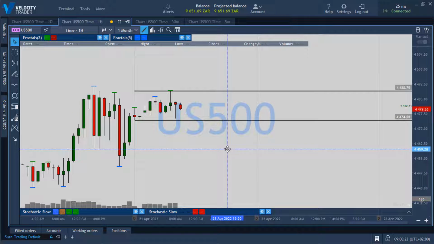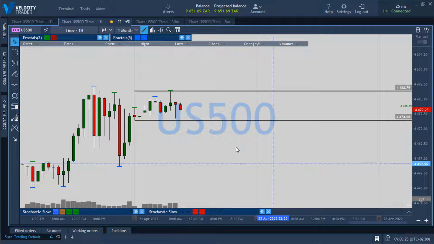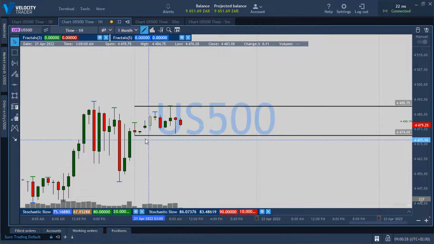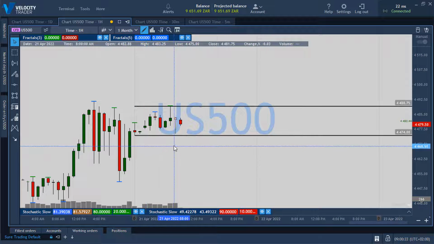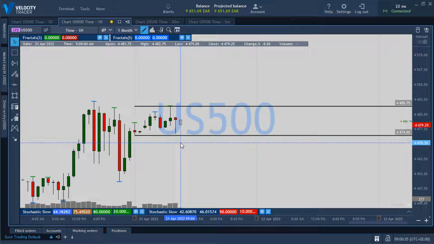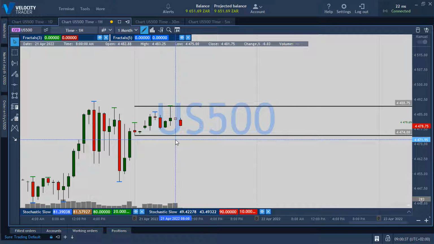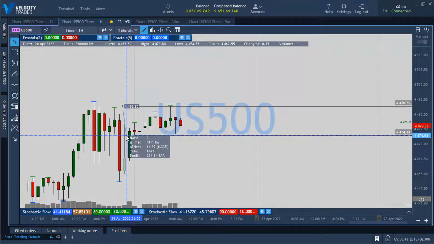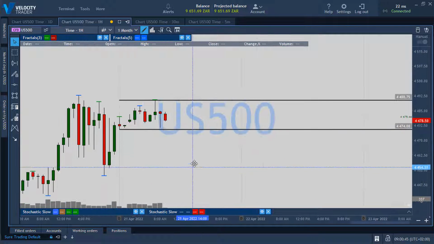So after a nice winning day yesterday, let's see what today brings. As you can see, I've plotted my range, which is from the midnight candle all the way to the 8 o'clock candle, which is this one, the highs and lows of those two. So we've got a range of about 224 Rand per contract.